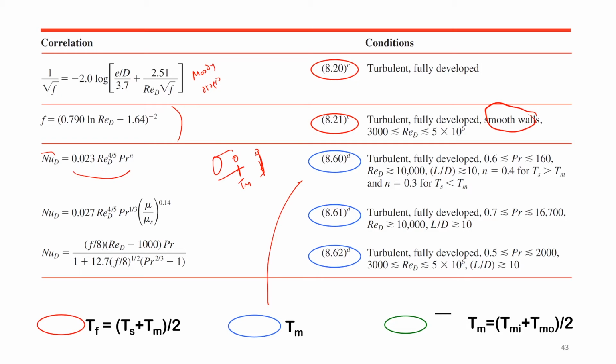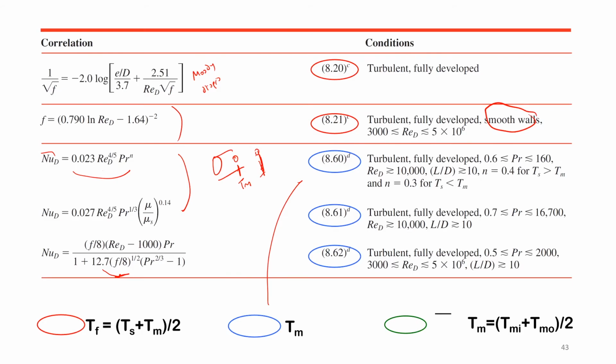And if you have a smooth pipe, you use these two equations. If you have a rough pipe, you use the equation for number 3. So we have 3 options for the fully developed turbulent flow inside the pipe. Okay, so these are the main equations.